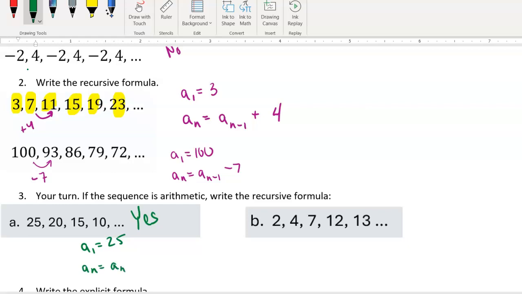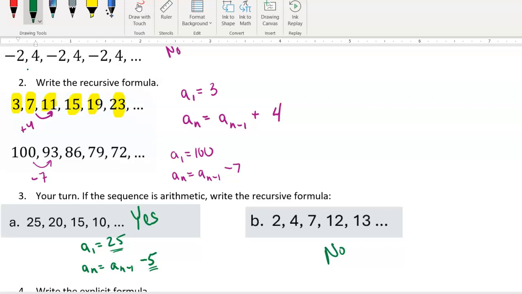To find the next term, we would take the previous term and subtract 5. So again, the only thing that you're going to put in for numbers are in those two places here and here.